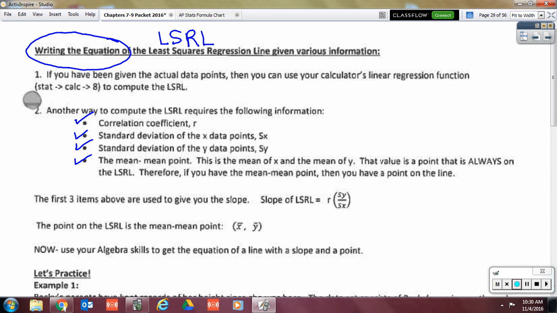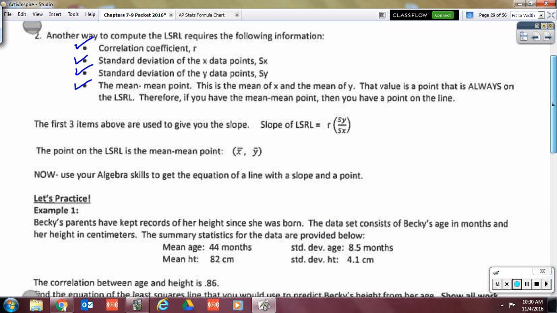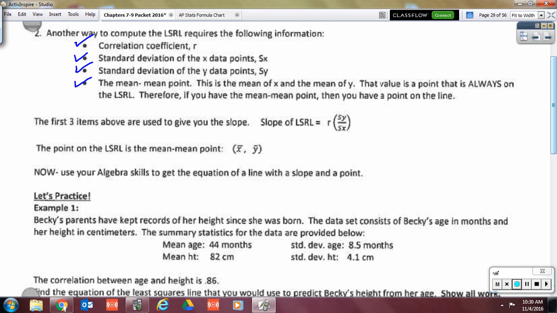All right, so you actually are given quite a bit of other information. So here we go. The first of these three items, the first thing that we have to do is get the slope. And the slope is a formula. If you remember in the past, how do you get slope? Just regular old Algebra 1, how do you get slope?